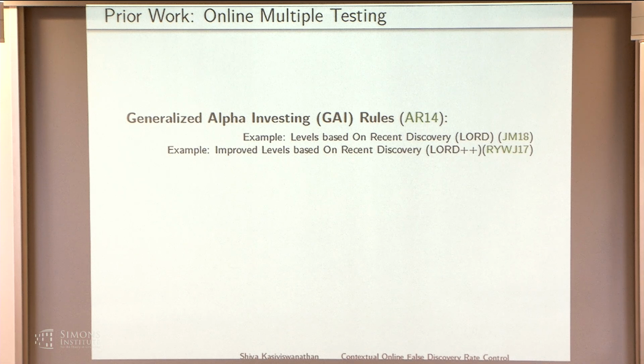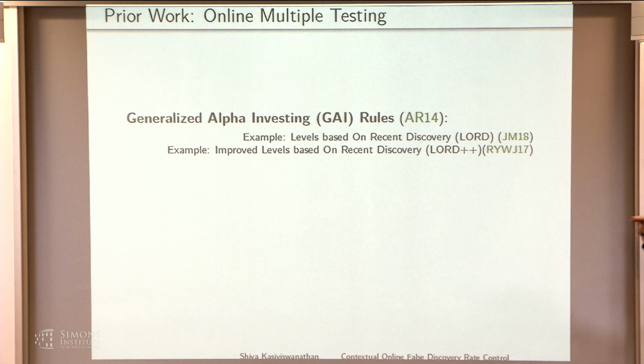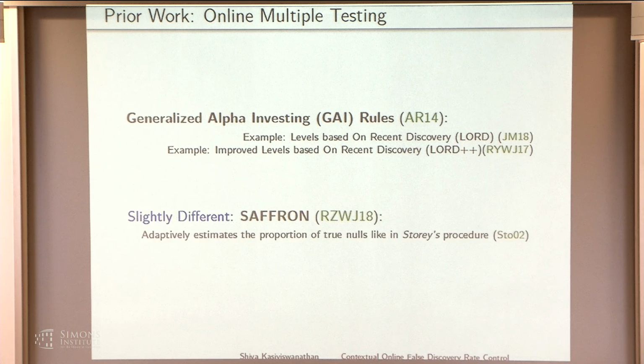As I said, this problem was introduced about 10 years back by the work of Foster and Stine, and there has been some really good work in the last few years on creating rules or procedures that do online false discovery rate control. A general class of these rules is known as generalized alpha investing. I'll get to this in the next few slides. There are some specific instantiations of generalized alpha investing: a technique called LORD, levels based on recent discovery, and LORD++, which came recently. These are all specific examples of generalized alpha investing that we'll get to in a minute. There's also a slightly different technique called SAFFRON. This is slightly tangential to this line of work, so I'm not going to discuss it, but if you have questions, I can talk about it, because it is based on Storey's procedure, a different variant of the Benjamini-Hochberg procedure. But let's focus on GAI, generalized alpha investing.